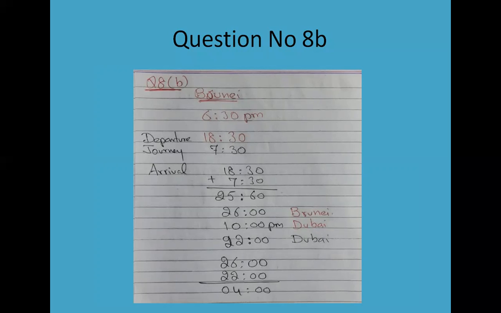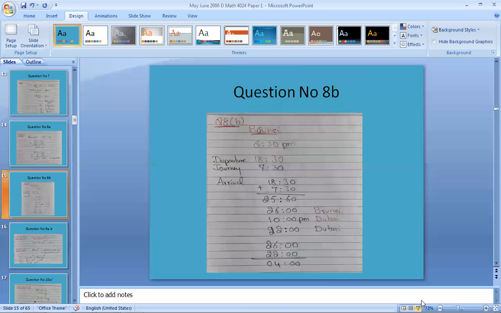So if we want to find out the time difference between Brunei and Dubai, you can subtract both these times. They are representing the same event: the plane landed in Dubai. So in Brunei it's 2600, and in Dubai it's 2200. Just subtract them. From minutes we subtract minutes, from hours we subtract hours. So 00 minus 00 will be 00. 26 hours minus 22 hours will be 4 hours. So the time difference between Brunei and Dubai is 4 hours. This question is a little bit tricky. That was question number 8. Hopefully you understand.